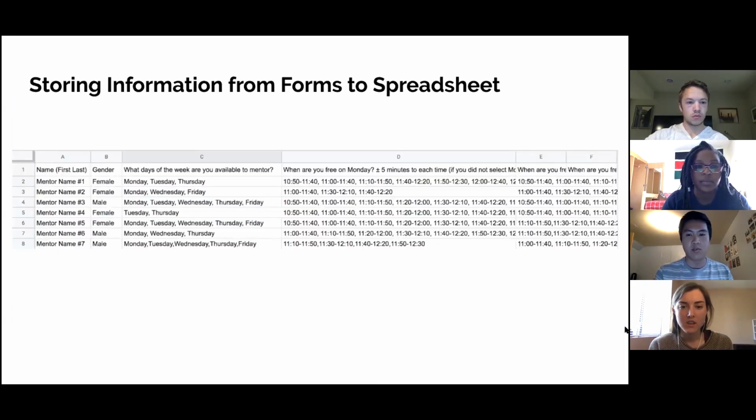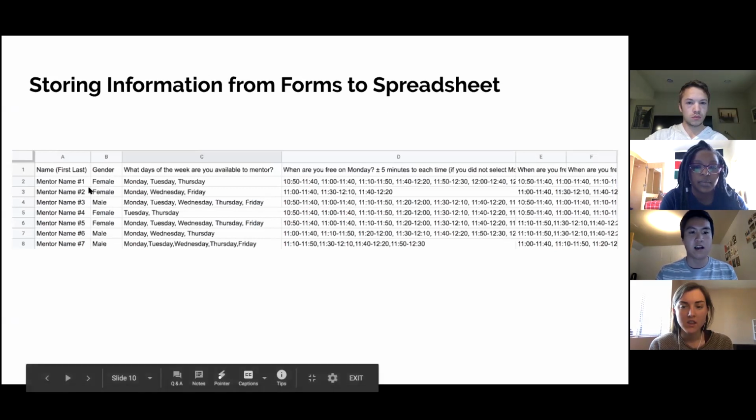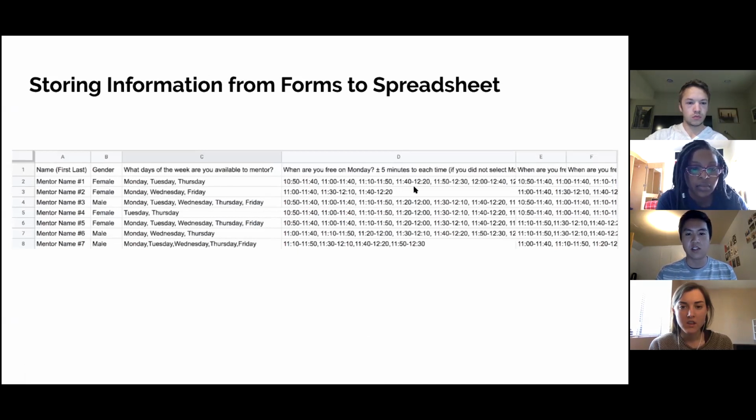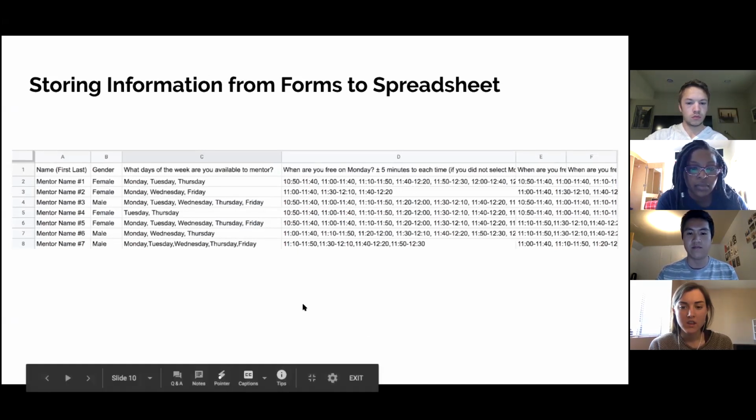So this is an example of what the spreadsheet will look like after we download all the forms, after all the mentors fill out all the questions on the form. So basically, if one person fills out the whole form, this would be their name and then their gender, and so on for each question.